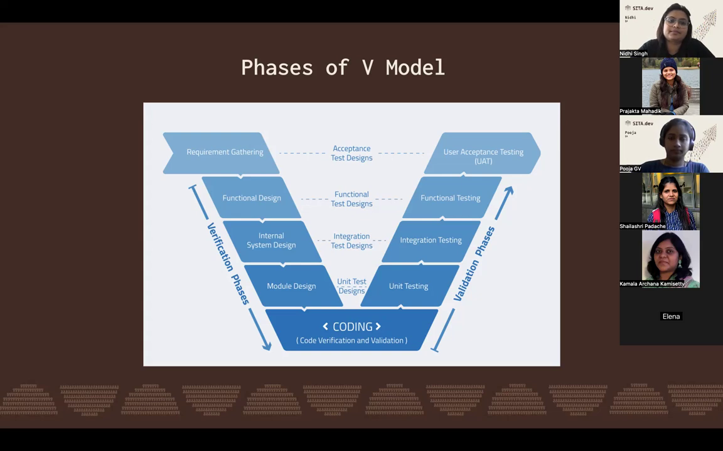Okay. So it means before our end product is developed, verification takes place, and after it, validation takes place? Yes. Okay. Thanks.